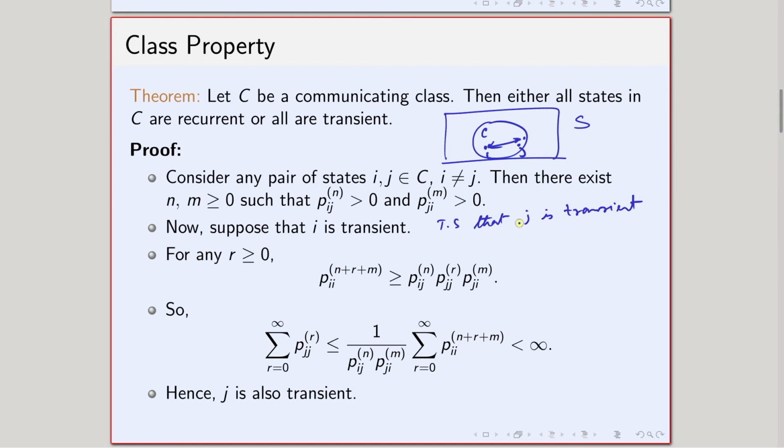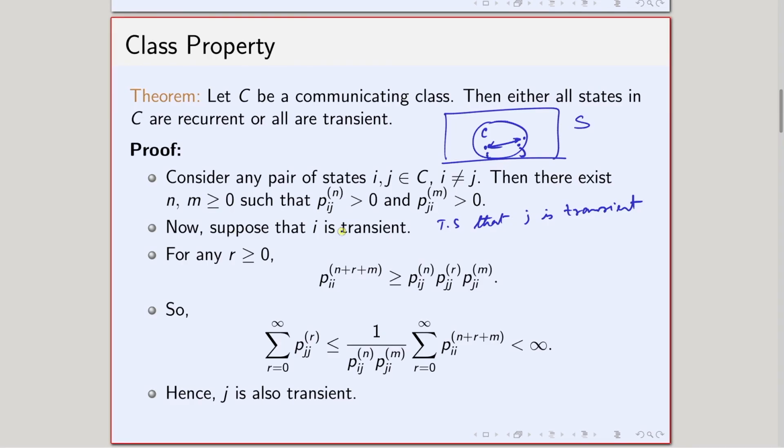Okay, we want to show that J is transient. If we can show that J is transient, then I am done, because here I am taking any pair of states i, j in C. So, for any pair of states, if one of them is transient, then the other is transient. That means all the states in C will be transient. If I can prove that, then that basically means that all the states in the communicating class C will be transient. So, we assume that i is transient, and we want to show that j is also transient.